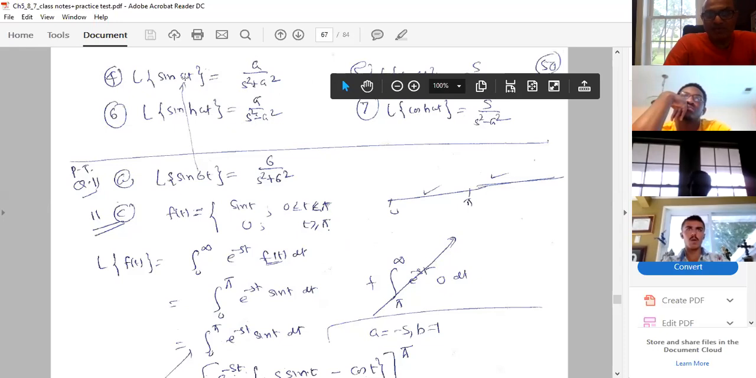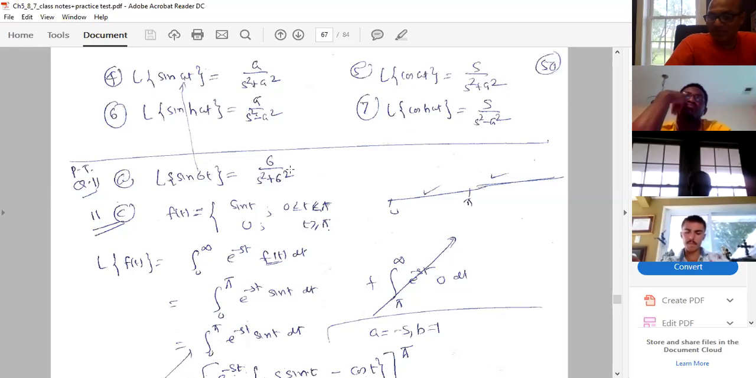Just for example, suppose a equals 6. Then the Laplace of sine of 6t is found by replacing a by 6: 6 over s square plus 6 square. That's just the answer. It's simple. The advantage of the Laplace transform is that you can find the Laplace transform of a discontinuous function too.